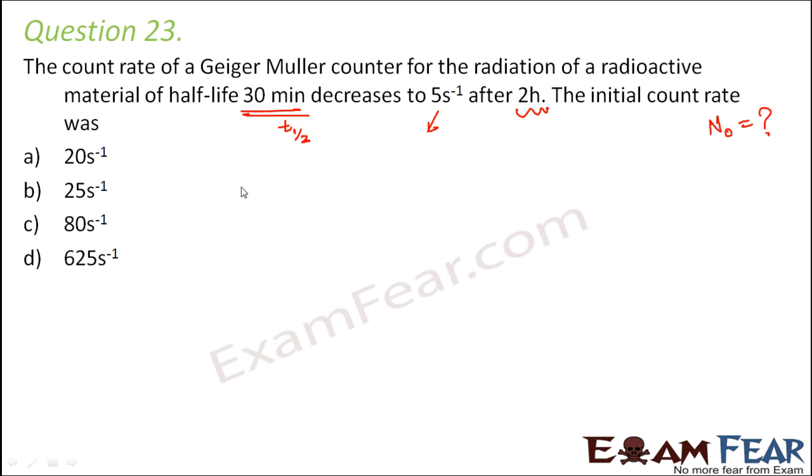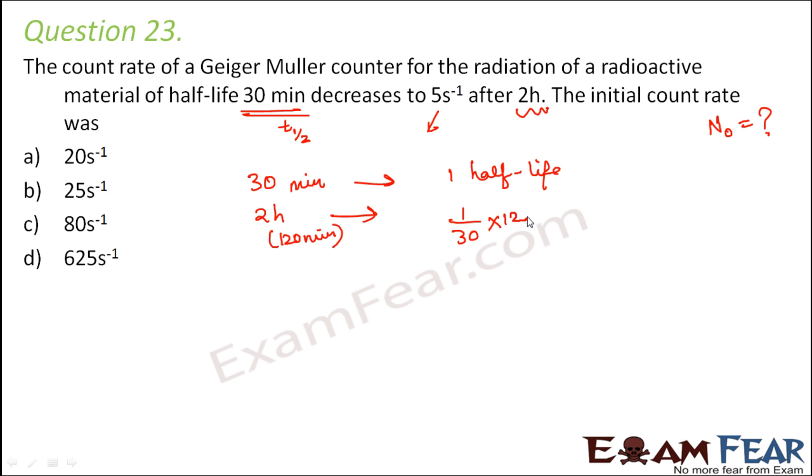Now let us first try to find the number of half-lives. As we see, 30 minutes corresponds to 1 half-life. So how many half-lives would 2 hours correspond to? 2 hours means 120 minutes, because 1 hour is 60 minutes, so 2 into 60 is 120 minutes. So this would correspond to 1 by 30 into 120, which is equal to 4 half-lives.